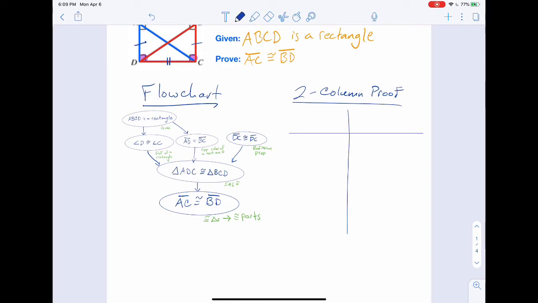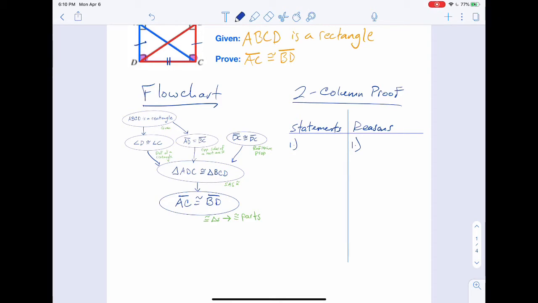So we create a simple T-chart that gives us our two columns. On the left-hand side, we write statements. And reasons on the right. I like to number each statement and reason because it helps us keep track of which goes with which when the two-column proof starts to get long.